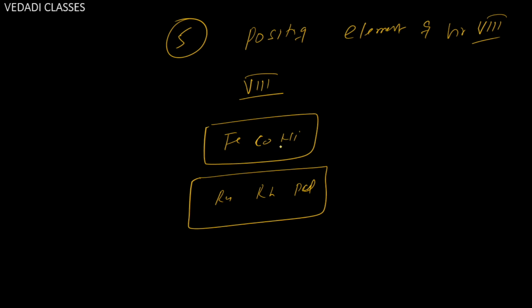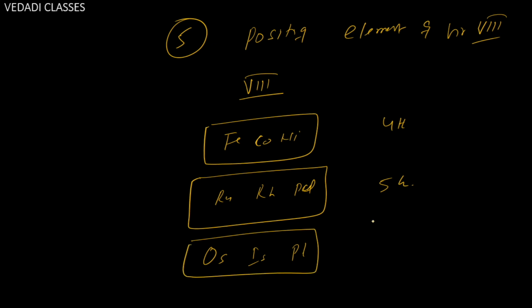So the 4th, 5th and 6th periods. The sixth period has osmium, iridium, and platinum. So in the fourth, fifth and sixth periods, 3 elements have been taken in a single block. So this is not justified.